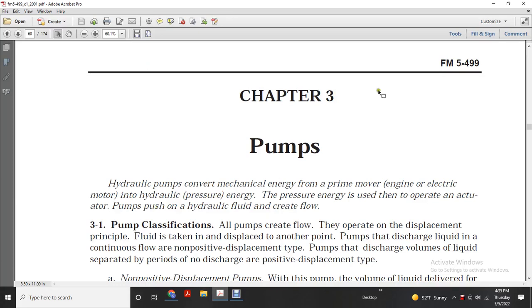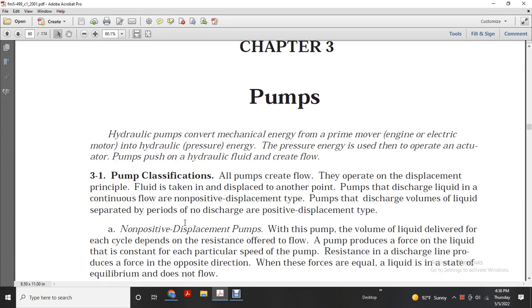Chapter 3, Pumps, Field Manual 5499. Hydraulic pumps convert mechanical energy from a primary mover or electric motor into hydraulic pressure energy used to operate an actuator. Pumps push on hydraulic fluid.